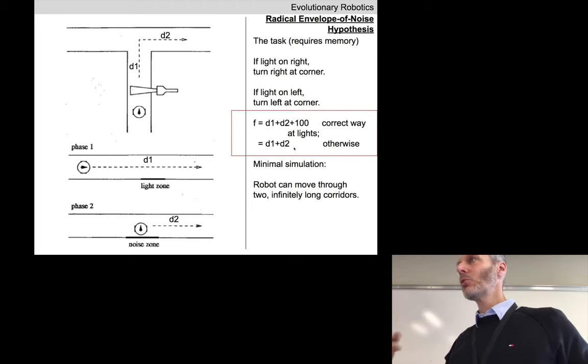So we're rewarding robots that travel up the T, turn at the top of the T, and travel along one of the stems, plus additional points if it turns in the right way. Pretty straightforward. That's the task.